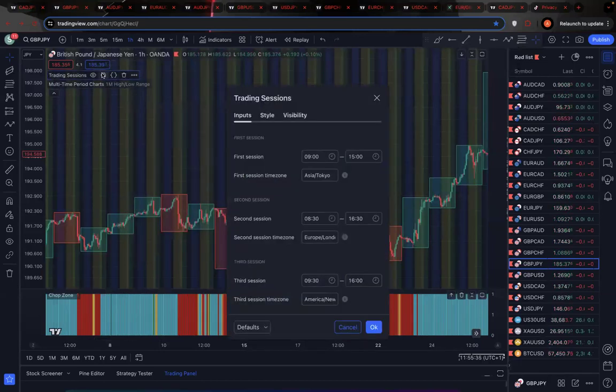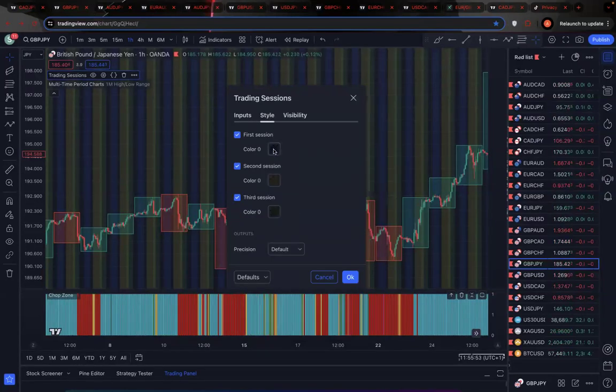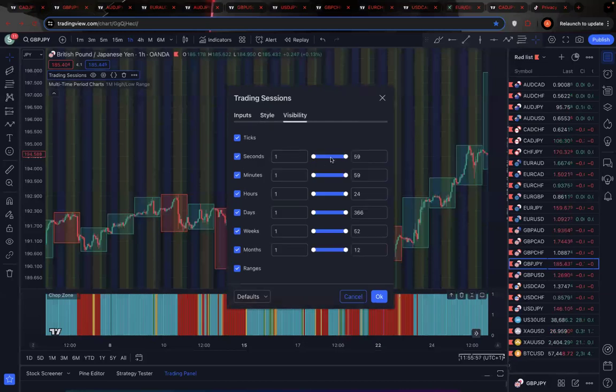Let's see if we can adjust the settings. Okay, so you can obviously adjust the settings. I should be able to even remove some sessions, I think. You can even name them. You should be able to change the colors and visibility. So for those trading certain sessions, you can change the visibility, tone it down a little bit, so it's not so glaring and so in your face.